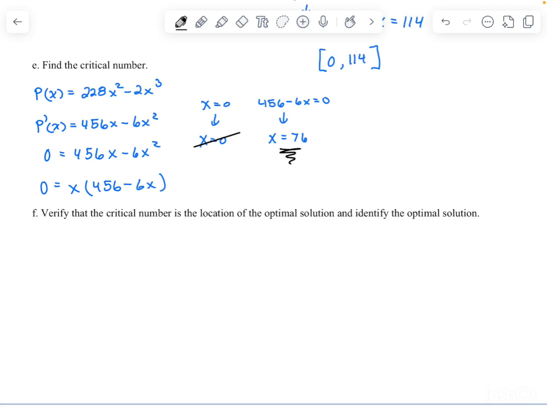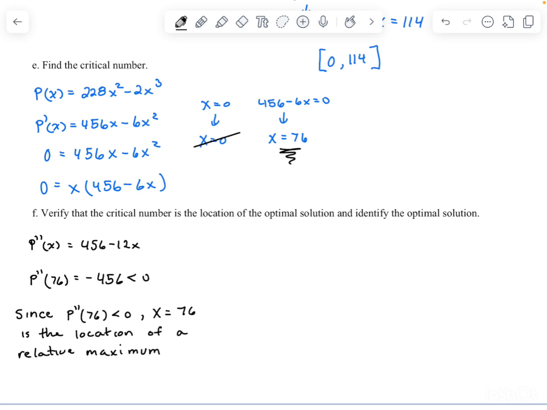Part F, verify that the critical number is the location of the optimal solution and identify the optimal solution. To do this, I'm going to apply the second derivative test. So the second derivative of p is 456 minus 12x. If we substitute 76 into the second derivative, you're going to get negative 456, which is less than 0. Since the second derivative at x is equal to 76 is less than 0, then x is equal to 76 is the location of a relative maximum.